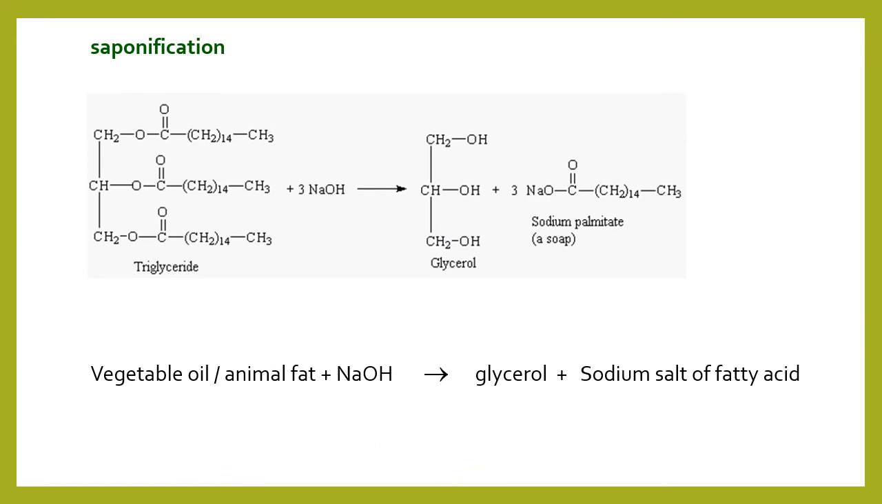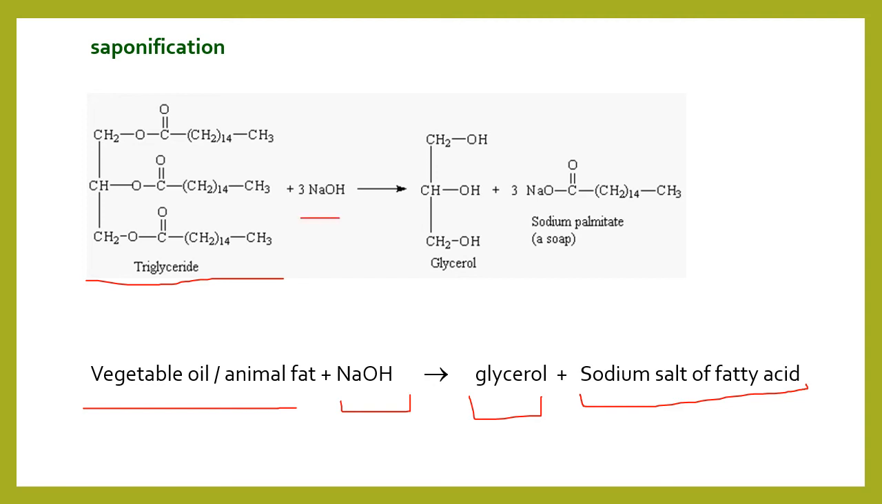This is the saponification reaction. When vegetable oil or animal fat reacts with NaOH, we get glycerol and sodium salt of fatty acid. That is soap. Okay, this is vegetable oil. It is known as triglyceride also, reacting with base, and we get glycerol and this soap. That is the formula of soap, right? This reaction is known as saponification.